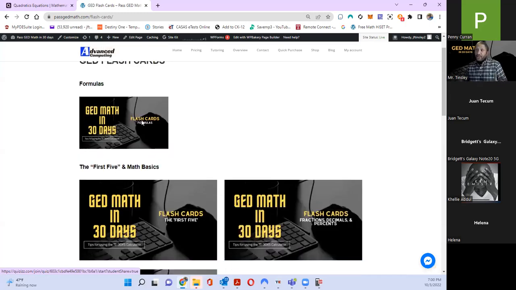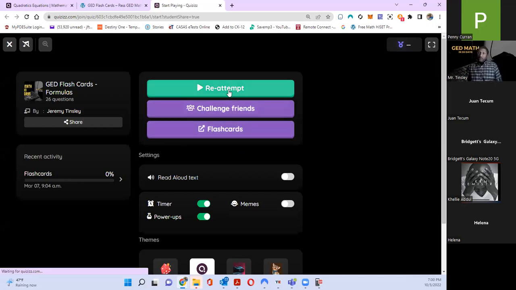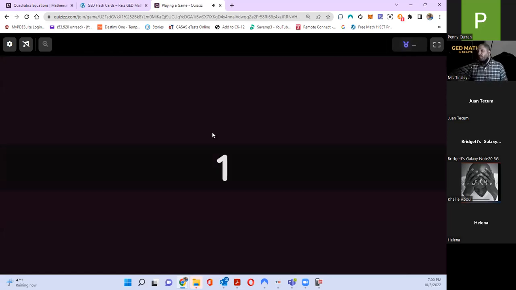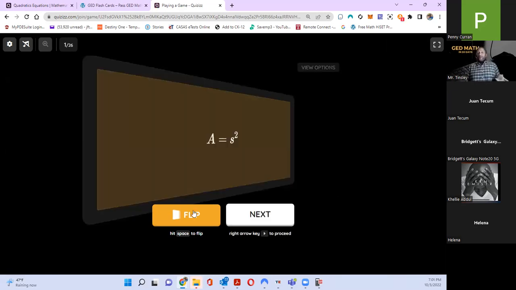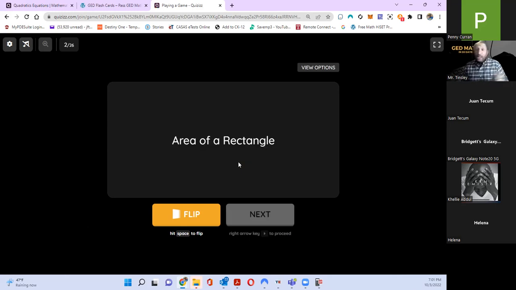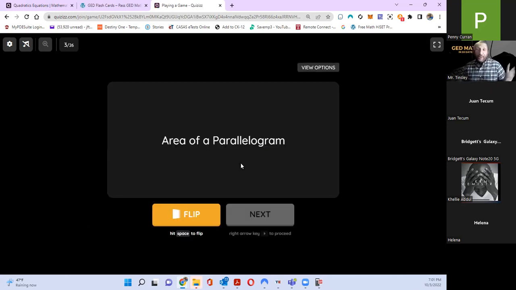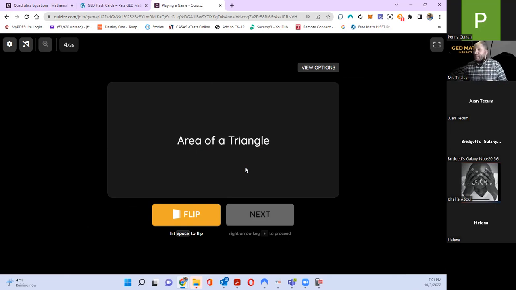What she did was go to formulas. I didn't make it in quizzes, but you can take the quiz, reattempt the quiz, or use it as flashcards for a study guide. She used it as a flashcard and said, what is the formula for the area of a square? Length times width, or S times S, or S squared. Flip it. I was right. Next question: area of a rectangle? Length times width. Good. Area of a parallelogram? Base times height. Good. Area of a triangle? One half base times height.